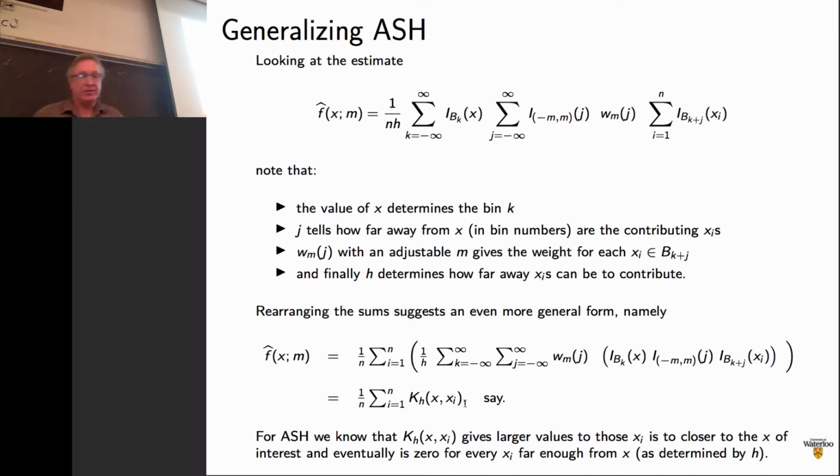And so we know for the average shifted histograms that this function gives large weight to those values of xi that are close to the value x that you're interested in, and small values for the data points that are far away from the value you're interested in. Eventually actually to 0. Does that make sense? We're just going to look at this function now.